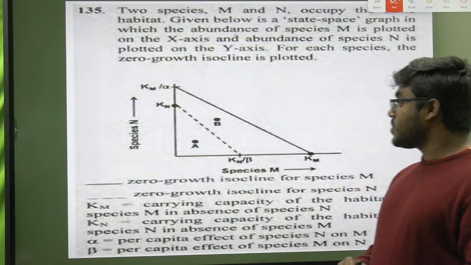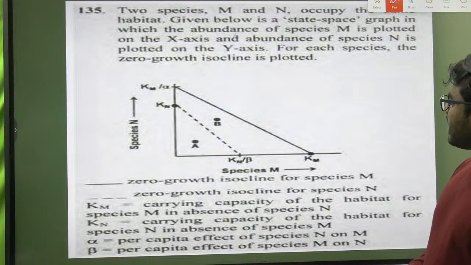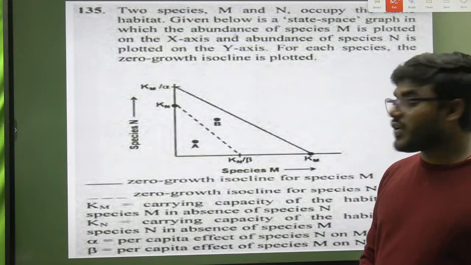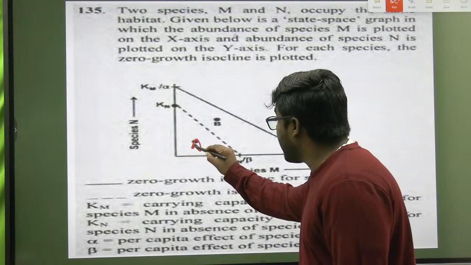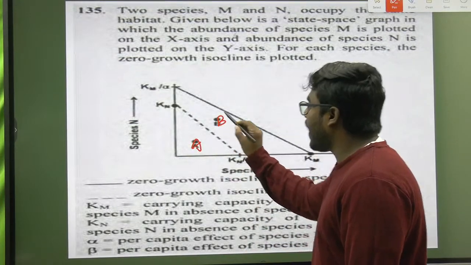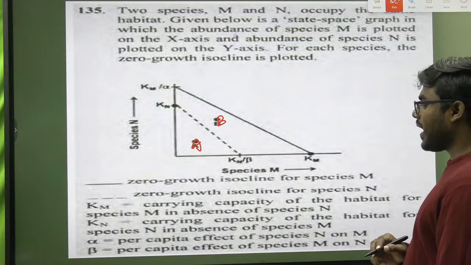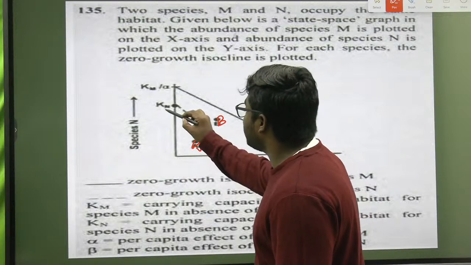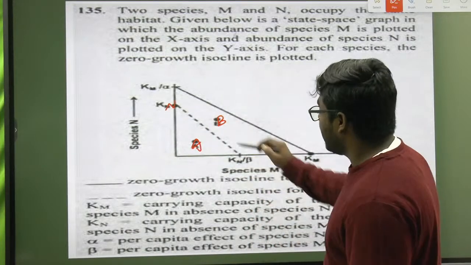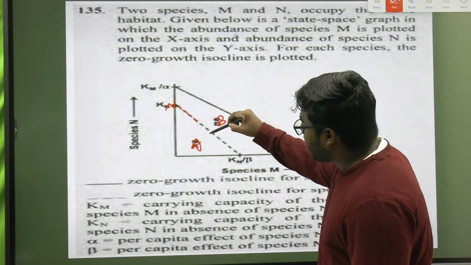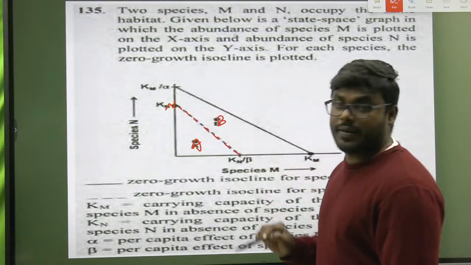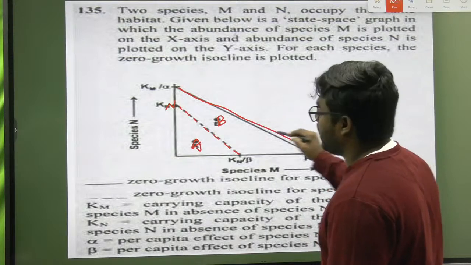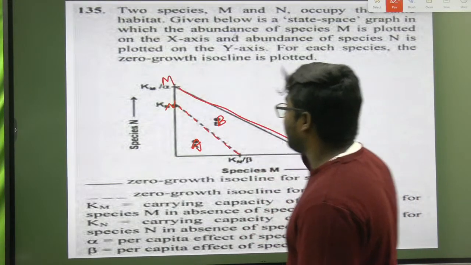I think the diagram is not clear right now. Why is it like that? Okay, anyway, I will explain the graph for you. All of you listen, friends. This is point A. This is point B. And this is the isocline point for species N, and this is the isocline point for the species M.